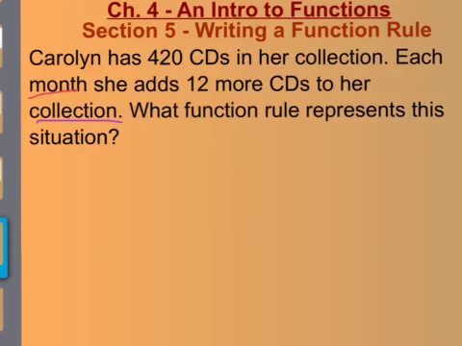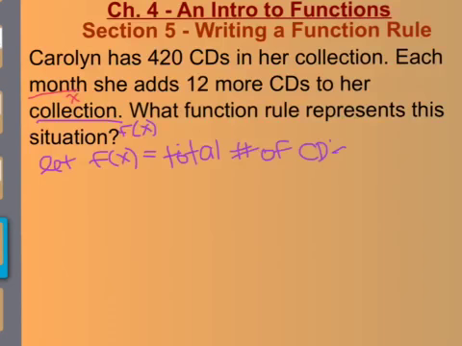So that means that months is going to be our independent variable, our x, and the total amount in her collection would be our dependent variable, which is our y, but in this case it's a function, so it's our f of x. So we're going to let f of x equal the total number of CDs, and we're going to let x equal the number of months.